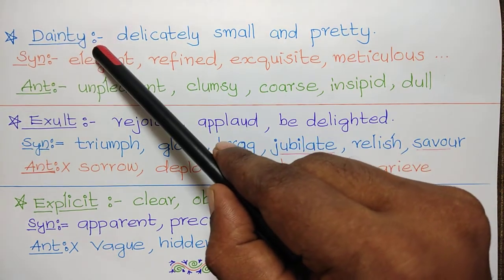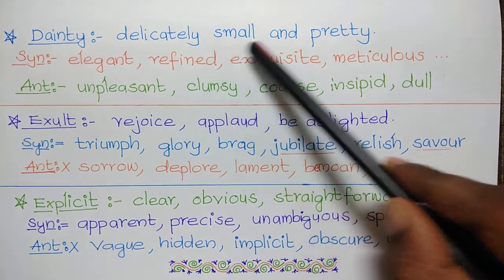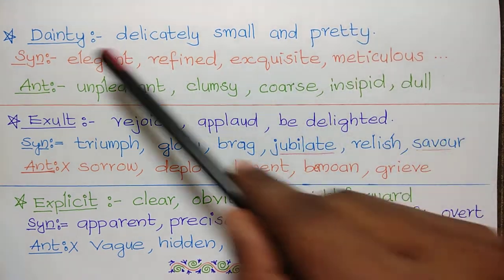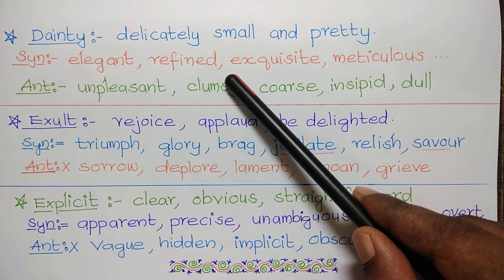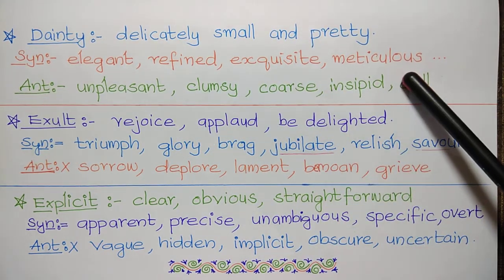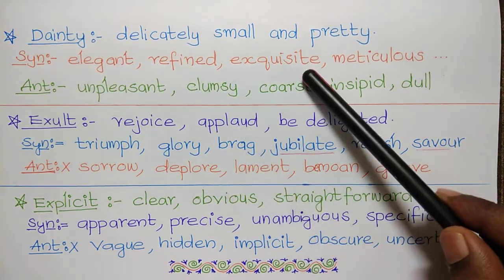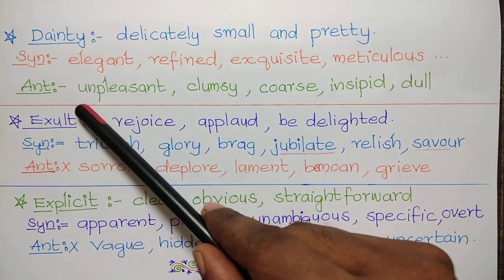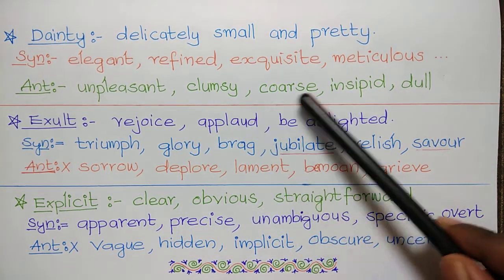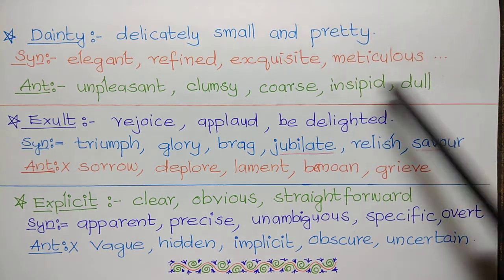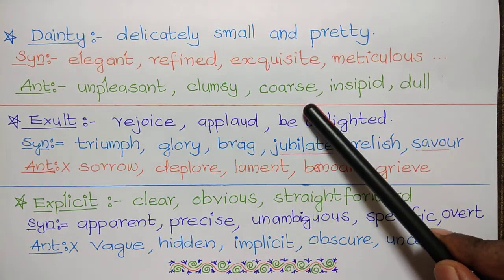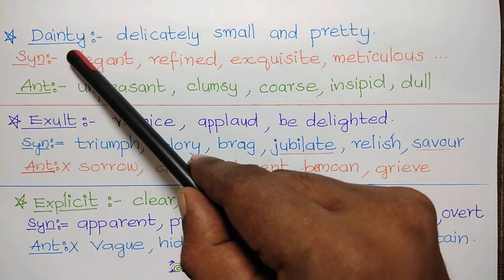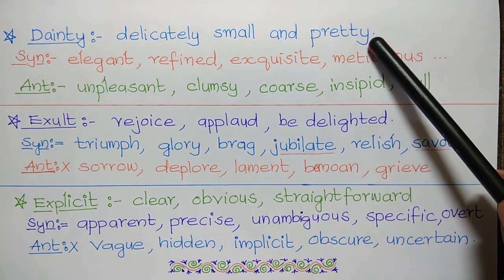Next, dainty. Dainty means delicately small and pretty. Synonyms are elegant, refined, exquisite, meticulous. These are all synonyms of dainty. Antonyms are unpleasant, clumsy, coarse, insipid, dull. These are all antonyms of dainty. That means delicately small and pretty.